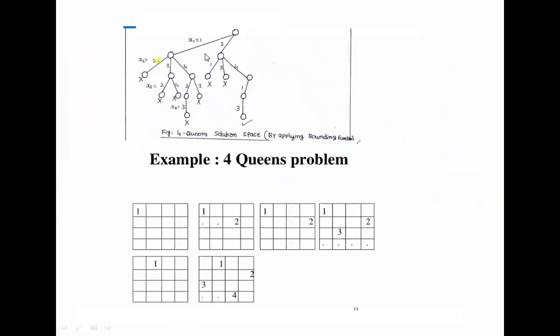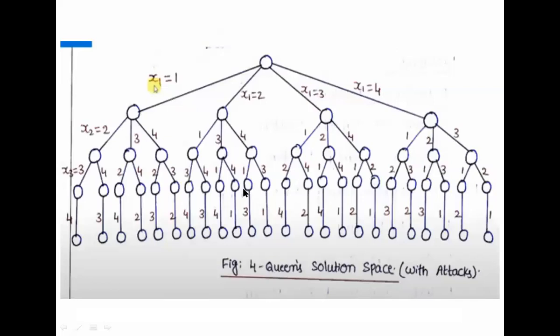So this is the solution. How do we solve this? This is the DFS manner. So how many nodes are there? Here I am giving numbering: 1, 2, 3, 4, 5, 6.